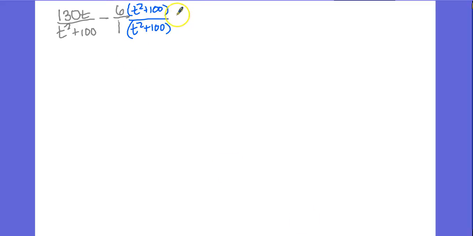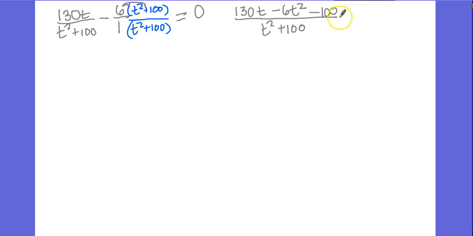Okay? And at this point, I'm looking for my zeros, so I don't need my greater than or equal to anymore. I'll just go with my equation. And I'm going to distribute, so now I can subtract, because I have the same denominator now. So I get 130t minus 6t squared through my distribution of negative 6 times t squared. And then I'm going to do negative 6 times 100, so negative 600 all over t squared plus 100. All right, so I subtracted them. Equals 0.